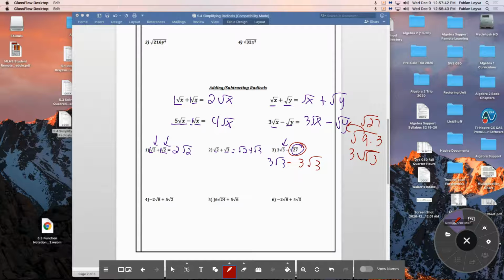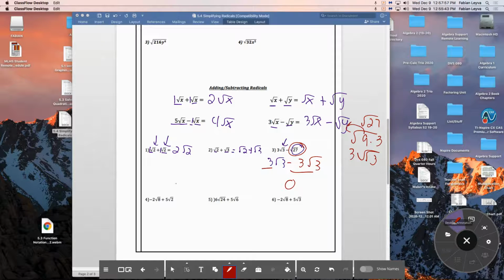So all I did there is I simplified it. And now am I ready to subtract these? And the answer is yes, because I have 3 square root of 3 minus 3 square root of 3. So if you have 3, you took away 3, you end up with 0. So pretty much always simplify your radicals and then do the math.